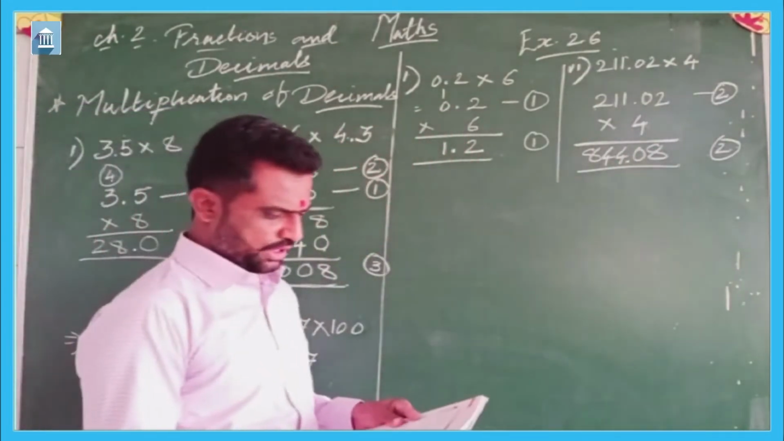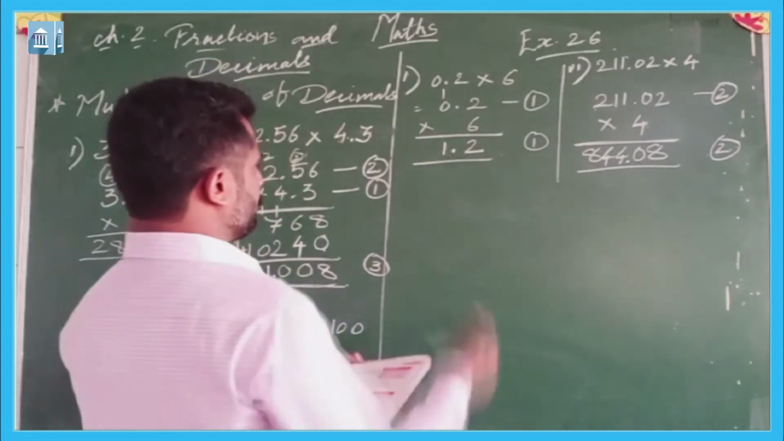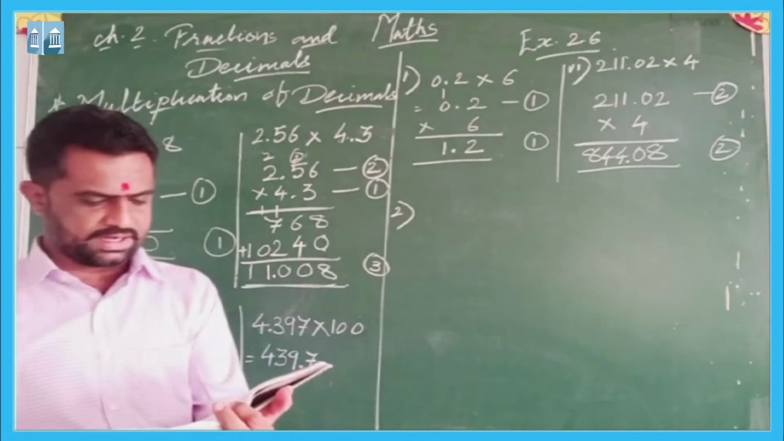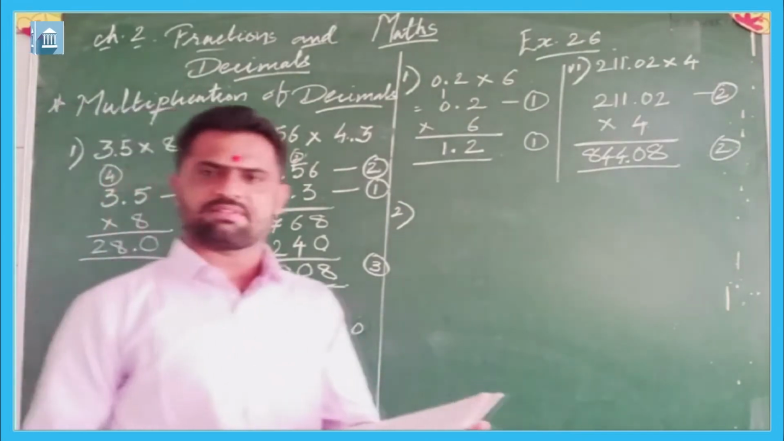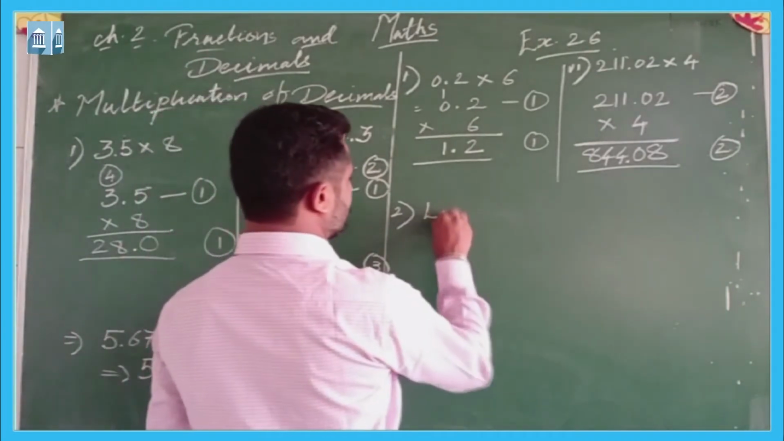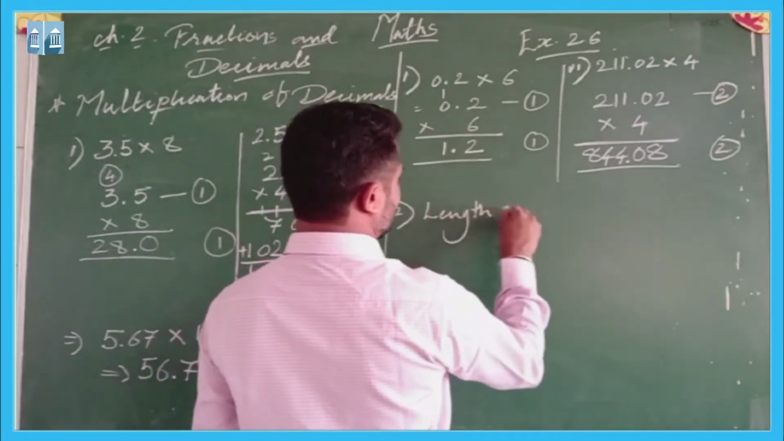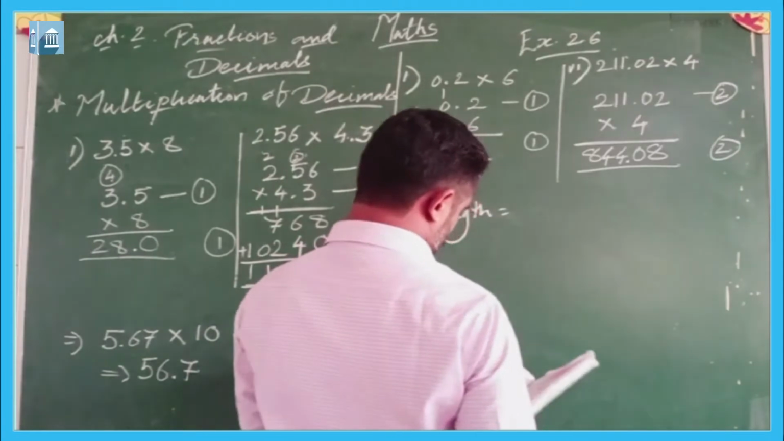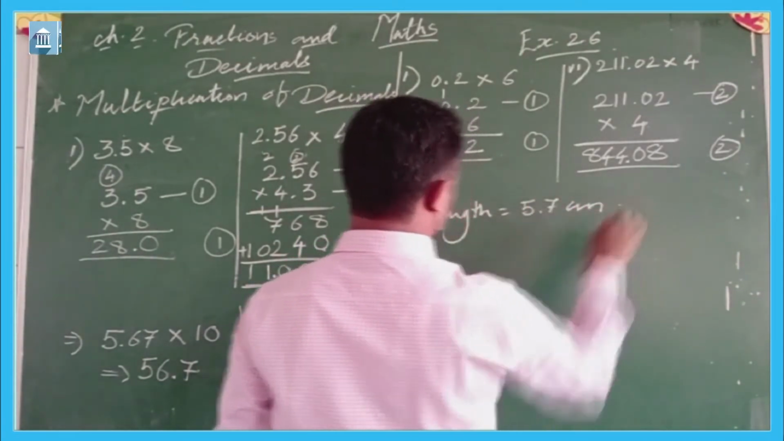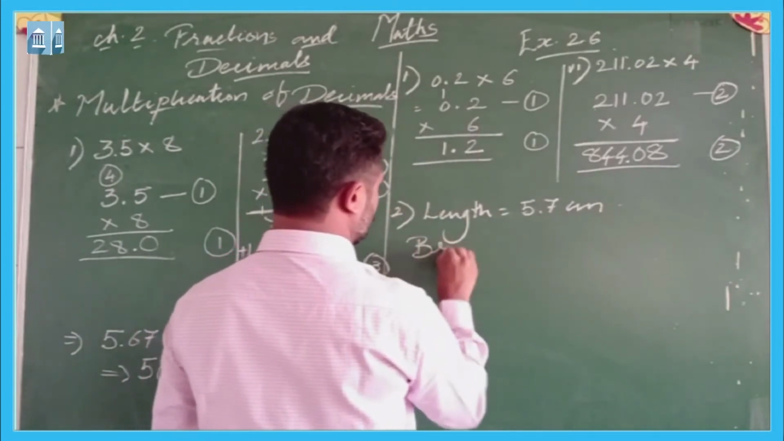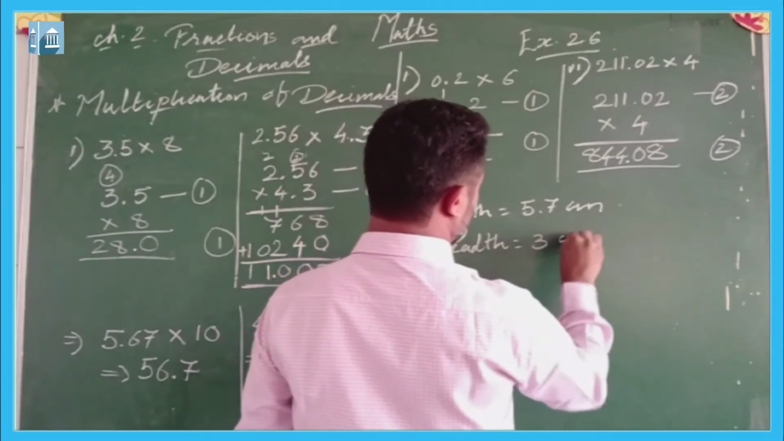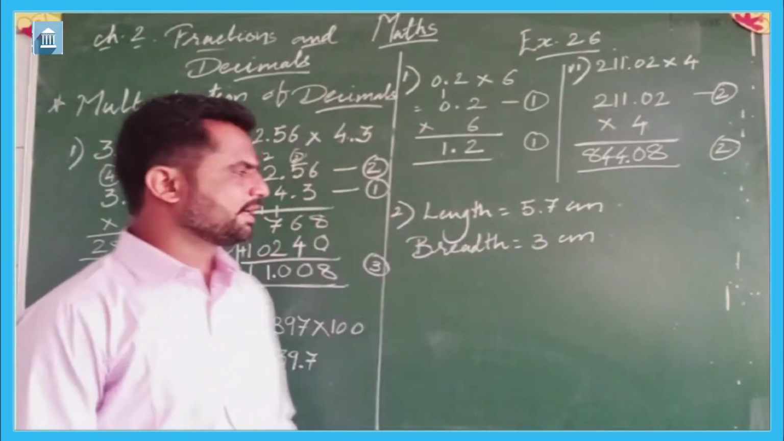Now let us see question number 2. Question number 2 is: find the area of a rectangle whose length is 5.7 cm and breadth is 3 cm. Here for a rectangle, length is given as 5.7 cm and breadth is given as 3 cm. We have to find its area.